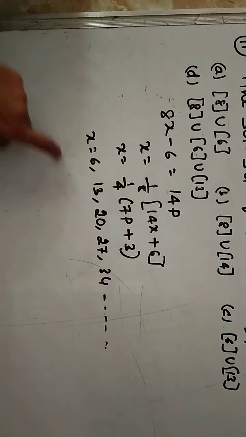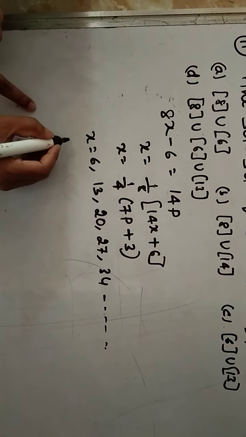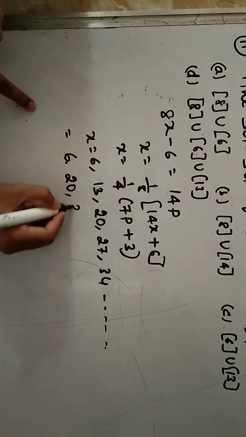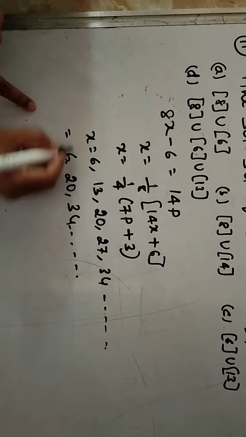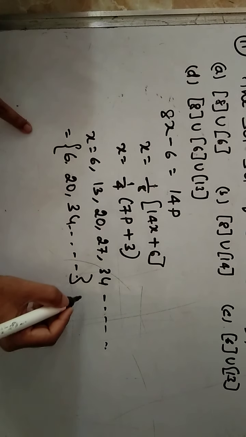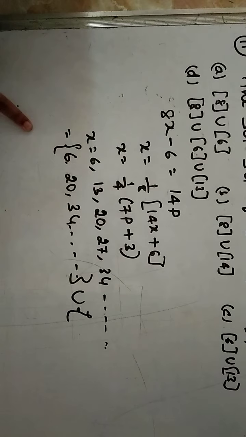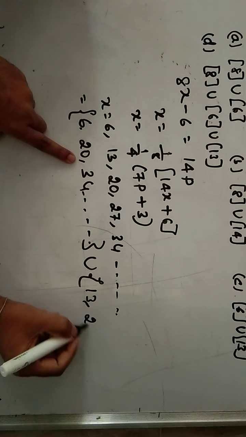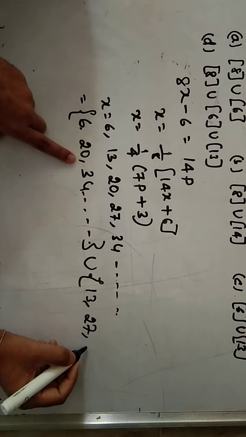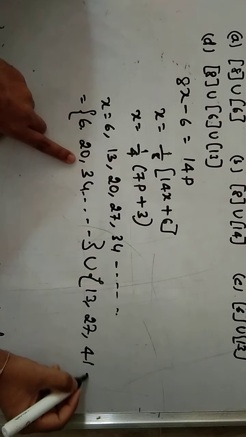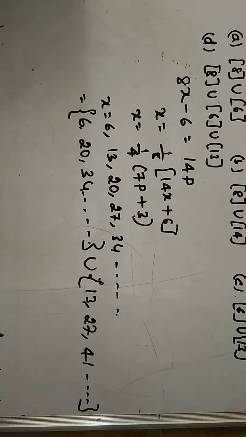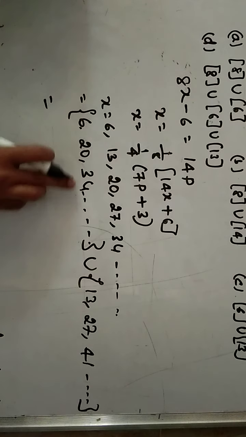Now I will make this set into two equal classes. Which are those? The first class is 6, 20, 34. It is one class. Union, one more class is nothing but 13, 27, 41, like this. This is one more class. Okay, now I made it into two classes. These are the remaining numbers.